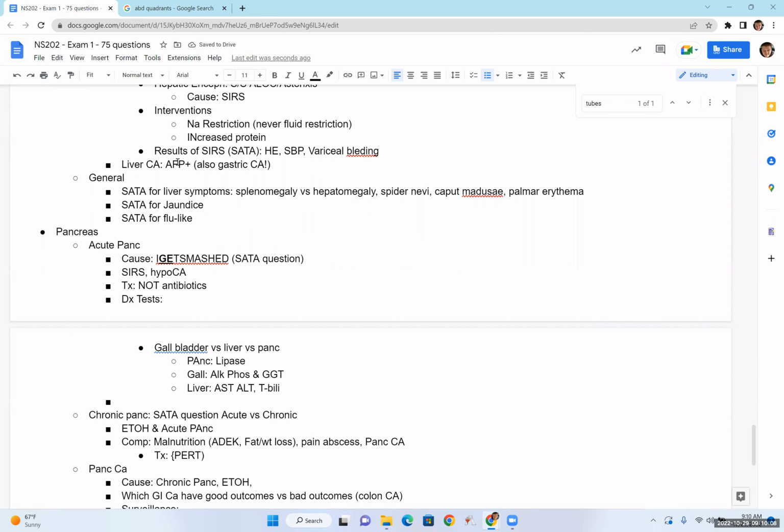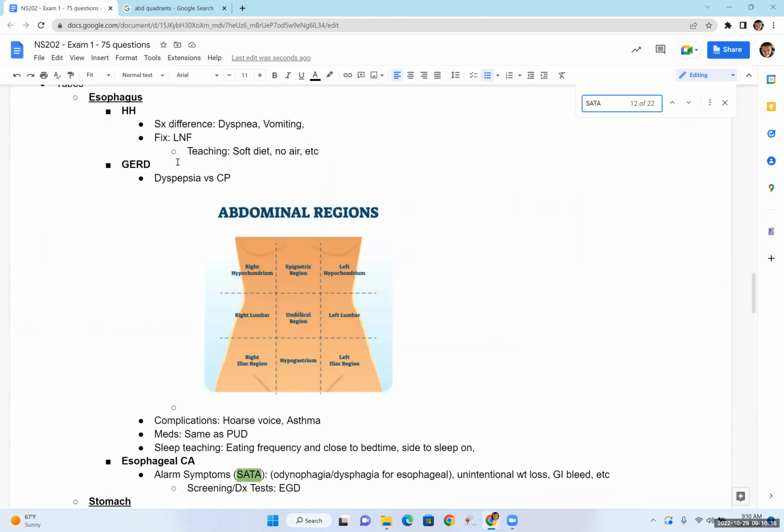Okay, so SATA for flu-like symptoms, jaundice, liver symptoms. How many SATAs do I have here? 12 so far.